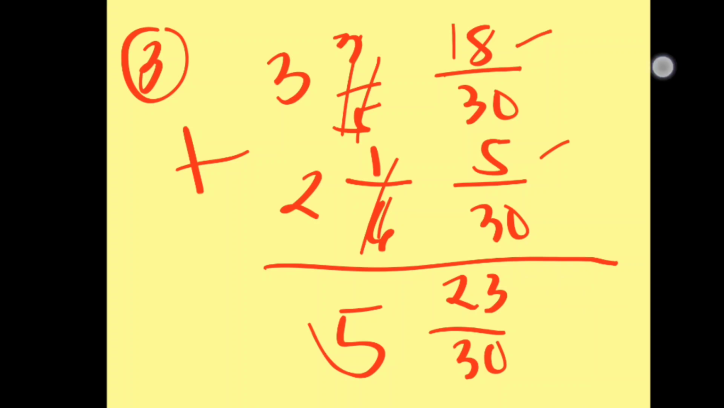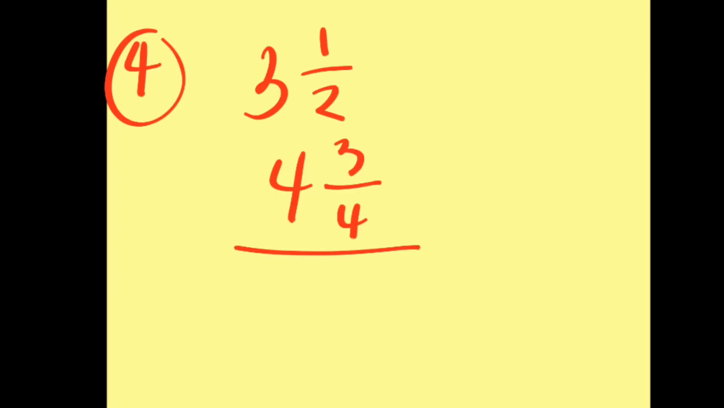We will now proceed to problem number 4. So for problem number 4, we have 3 and 1/2 plus 4 and 3/4. So how are we going to do that? Again, we cannot add the fractions easily here because we have different denominators. What are we going to do again with different denominators?